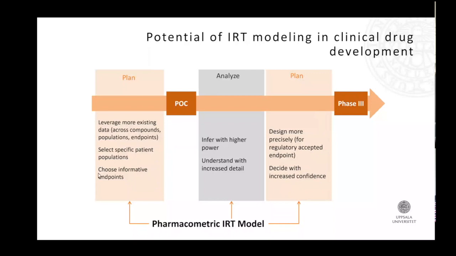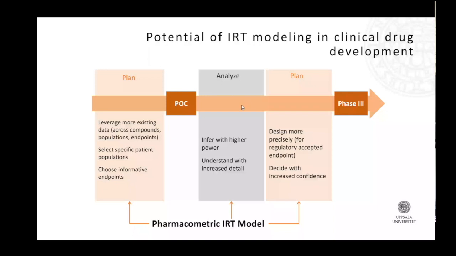So my final two slides. This is a potential use of IRT modeling in clinical drug development. This is focusing on the aspect of more traditional development in more common diseases. And of course, how we're going to use IRT models in rare diseases is something we're working on now within the EJP RD, at least in our projects. But here, before you go into patients, if you have an IRT model, you can leverage more existing data. You can select a more specific patient population for what might be a good idea, depending on symptomatic or disease-modifying treatment. And you can choose endpoints.